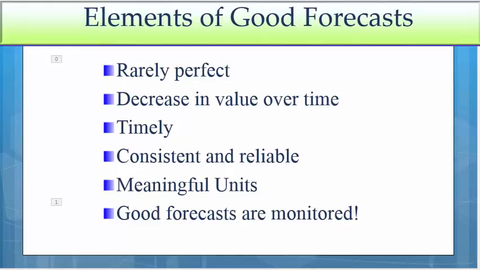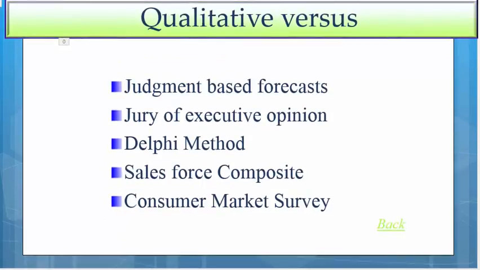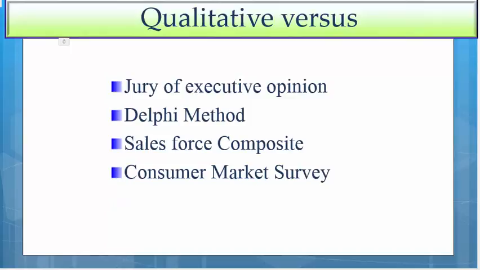Now let's talk about some particular types of forecasts. So first we're going to talk about these qualitative models. There are basically these 5 qualitative models that you should be familiar with. The first, the jury of executive opinion. Qualitative models are exactly as the word says, they're qualitative in nature. They don't require a bunch of mathematical computations.